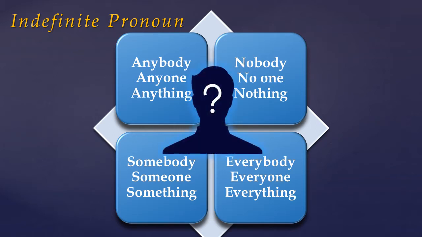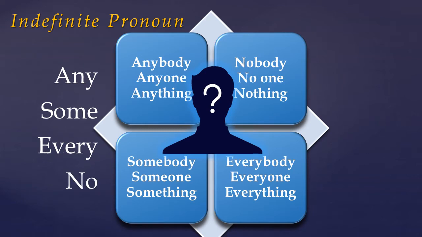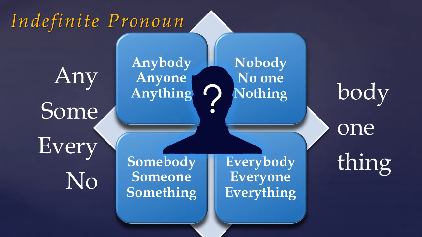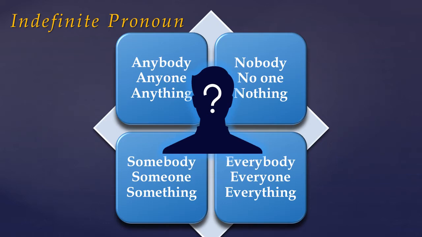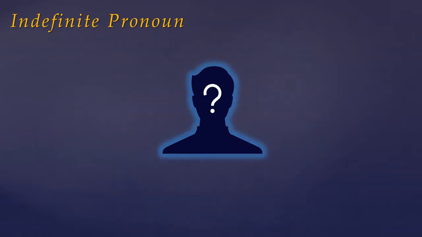In English, these tend to be compound words, where the prefix is a form of any, some, every, or in the negative, no, in combination with body, one, or thing. So we get anybody, somebody, everybody, etc. And so you can see that what's been referred to is general or indefinite.